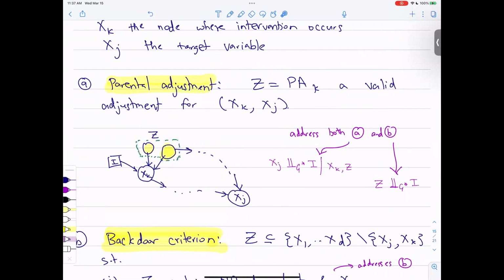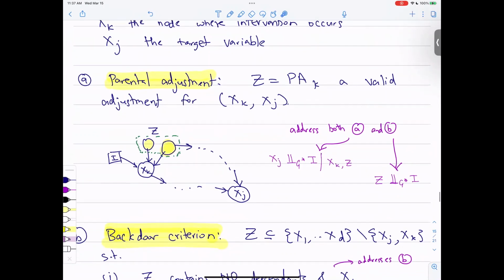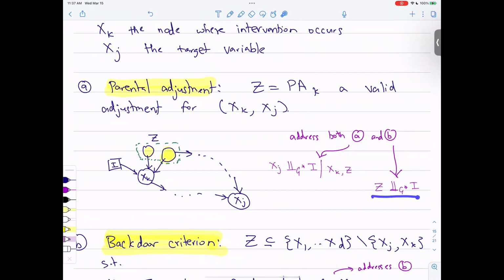These parents. Could you give an example where B is true and A is false? So let's say Z is graphically conditionally independent of I. Yes, I can give you an example. You want something that is not an adjustment set, but nevertheless this is true. And here's the example. Suppose I just condition on one of its parents. Just give me a second. I do this as my condition.